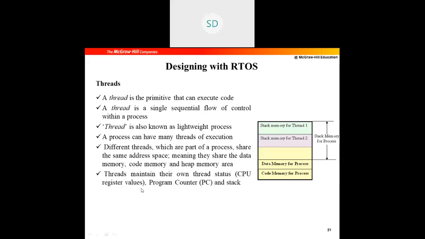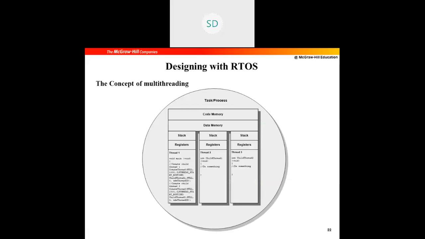Threads maintain their own thread status, that is the CPU registers, program counter, as well as the stack. That is also one of the important things. A thread is a part of a process, and we can consider it a sub-part of the main process. It will have its own status registers like CPU register values and various things, as well as a program counter value. Every thread will have its own program counter and its own registers, same as that of a process. So this is the basic concept of multi-threading. Here you can observe the entire circle is nothing but a process, or what we call a task.